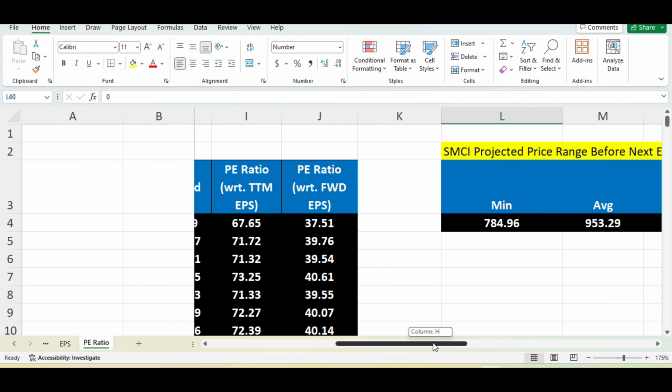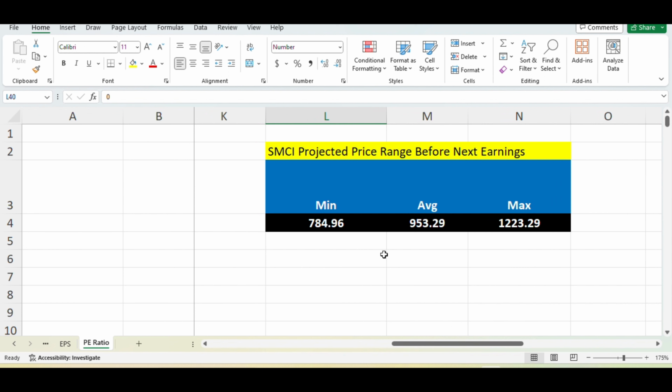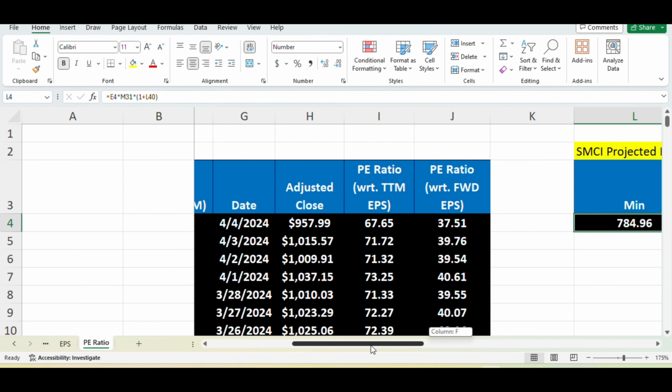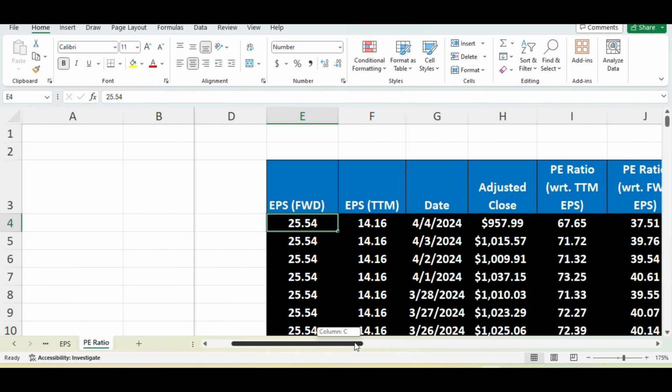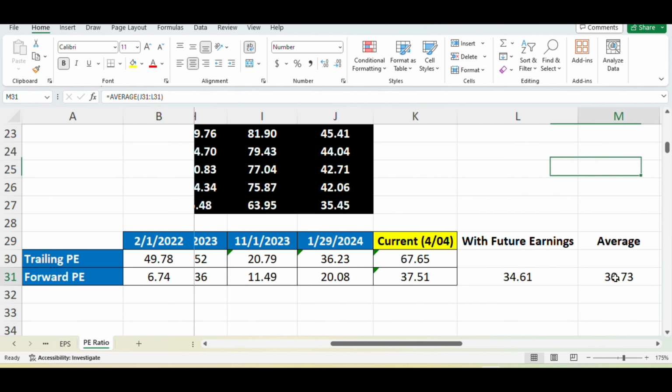Now I'm ready to calculate the minimum, average, and maximum SMCI stock price before the next earnings. So I have already calculated these values. Let me show you the formula. For the minimum, I'm going to use EPS forward as of now, and I'm multiplying it with M31, this guy. This is basically the average value of the forward PE for the last quarter plus the forward PE as of now and the forward PE using the next 4 quarters' earnings.